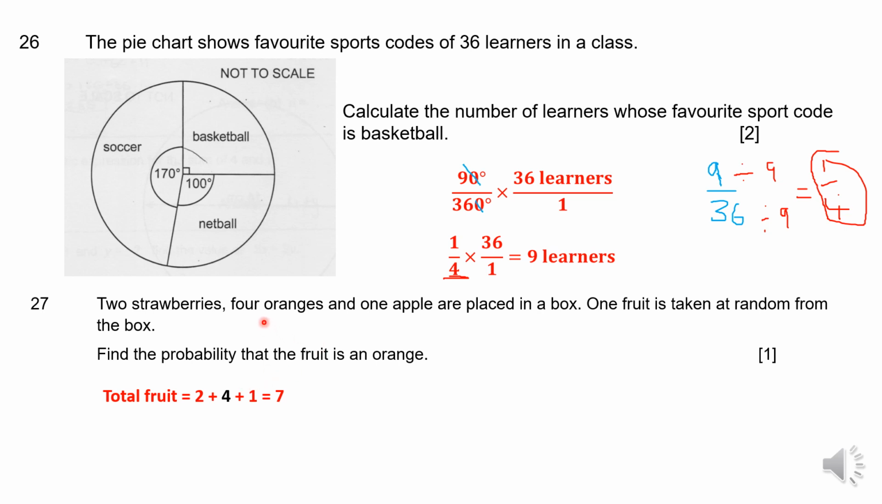Now we know there are 4 oranges, so it's very easy. The probability that you take out an orange is going to be the number of oranges over the total number. So it's 4/7, and you are leaving your answer as a fraction. No need to go and leave it as a decimal and stuff like that. As a fraction, it is 100% the correct answer.